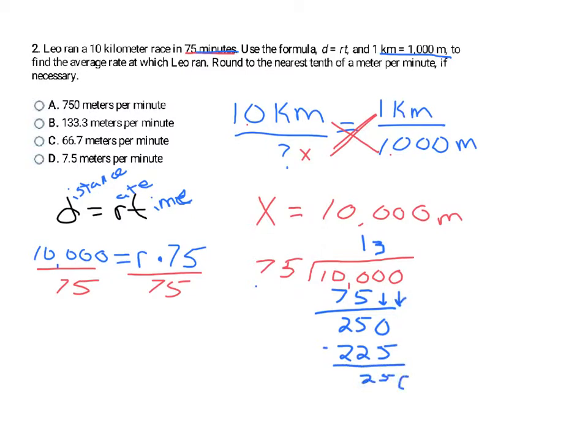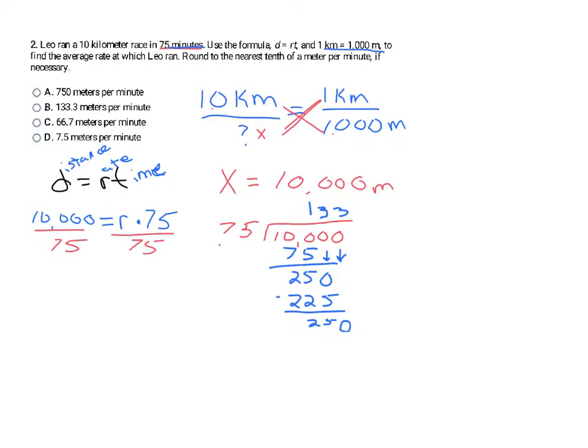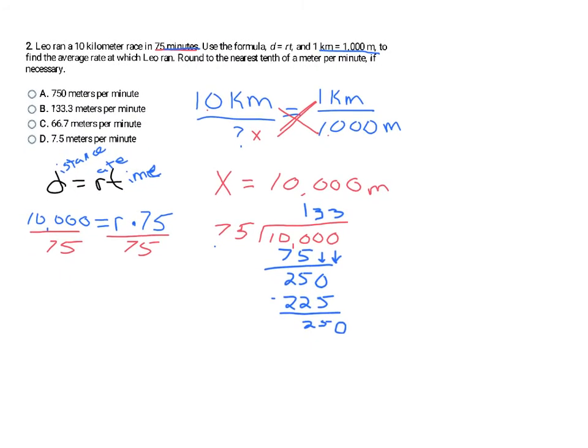Bring down the next 0. And then it's 250 again, so I know that's going to be another 3. So I'm going to take 3 times 75 is 225. And doing that subtraction, that leaves me with 25.